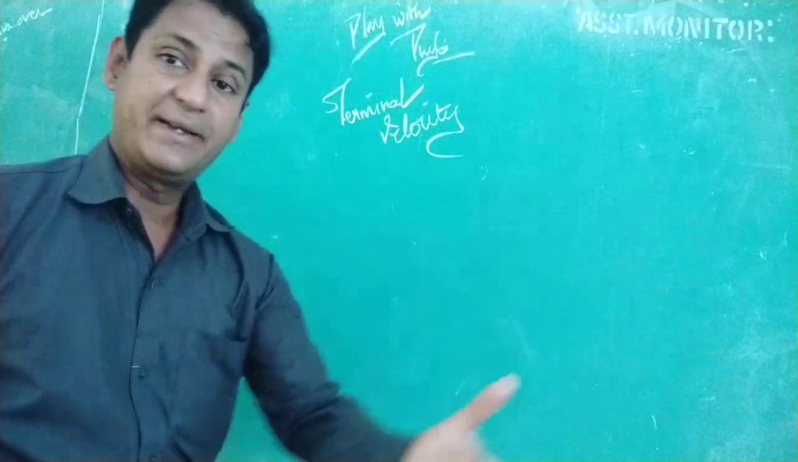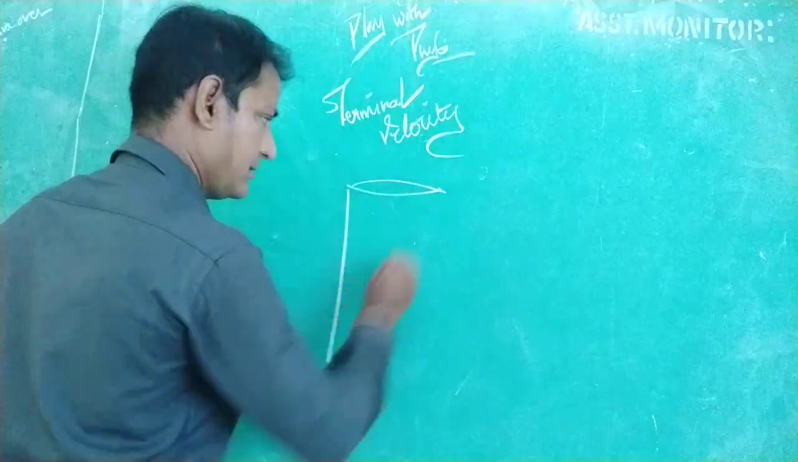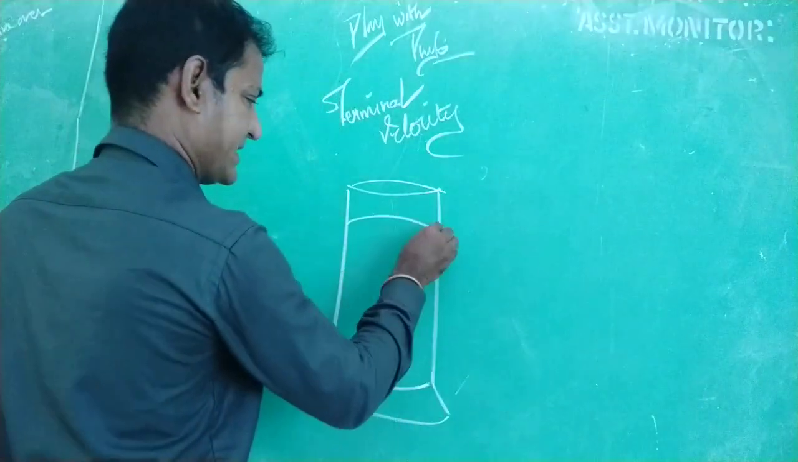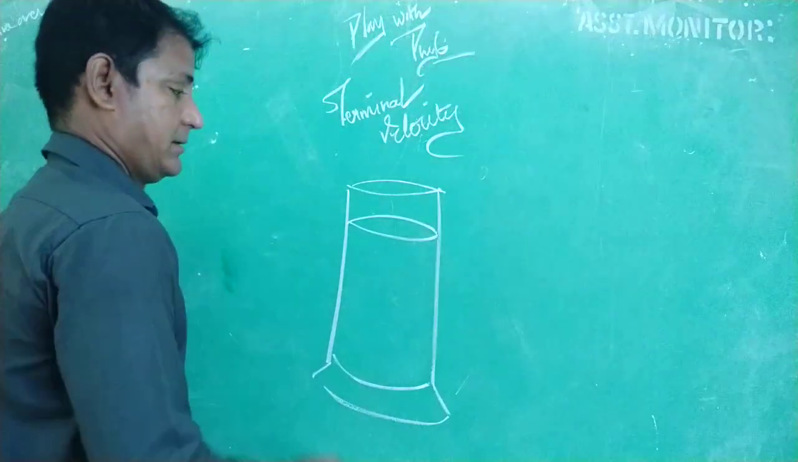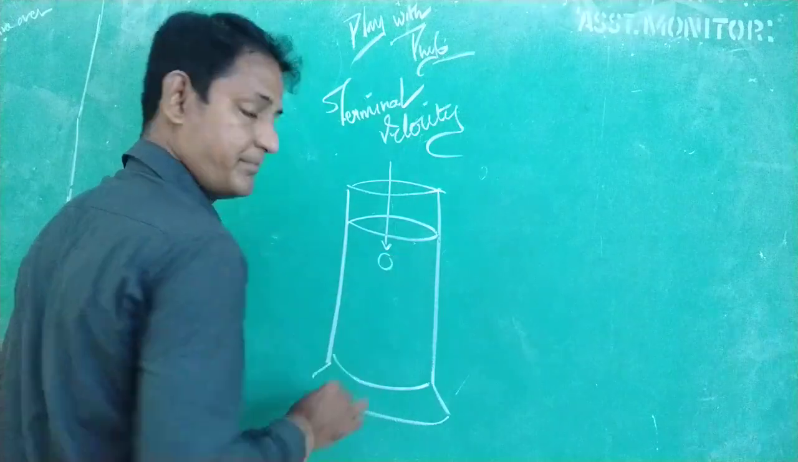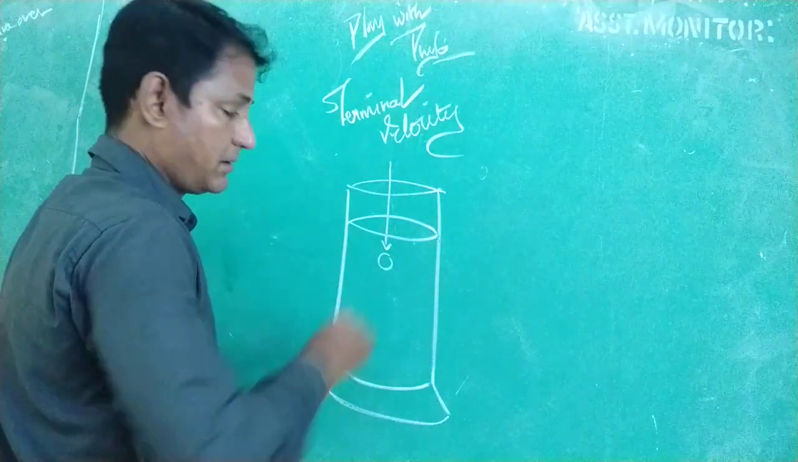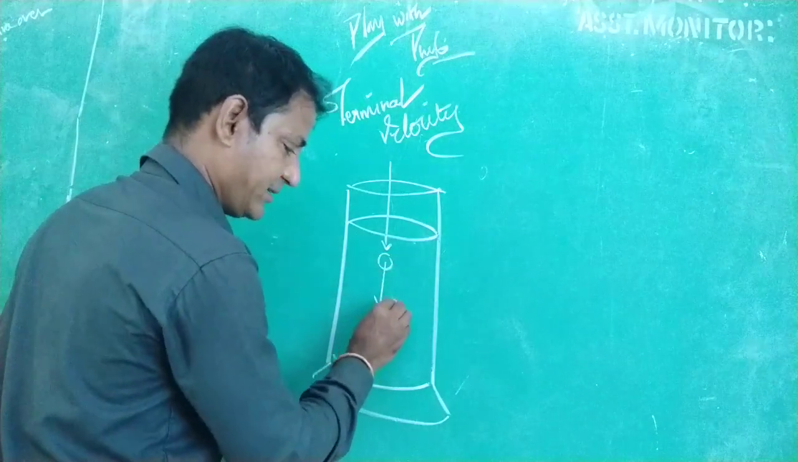Now let us take a tall jar which contains a highly viscous liquid. Now I am going to drop a metal ball. So a spherical metal ball is dropped here. Here the weight of the metal ball is acting downward.